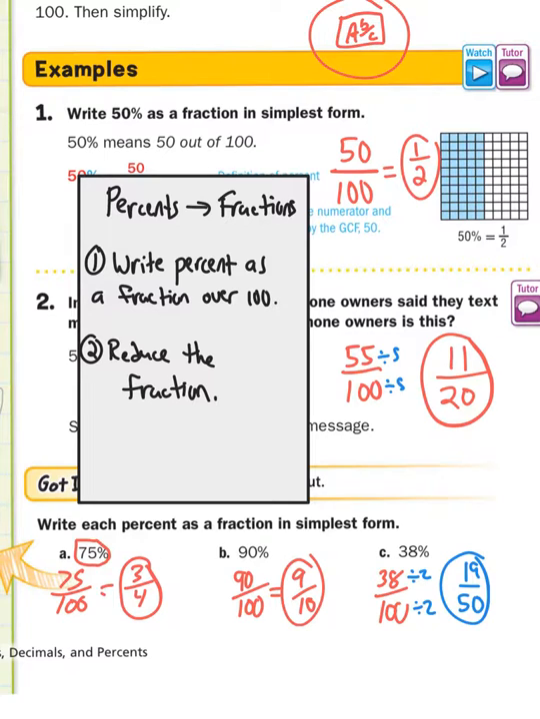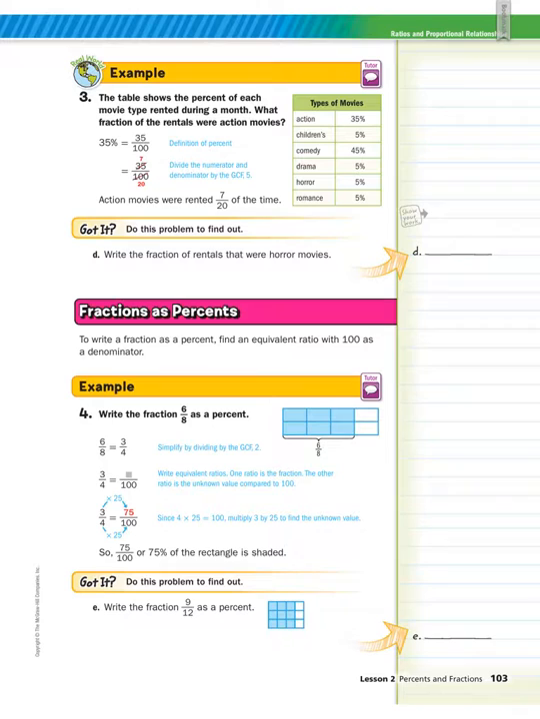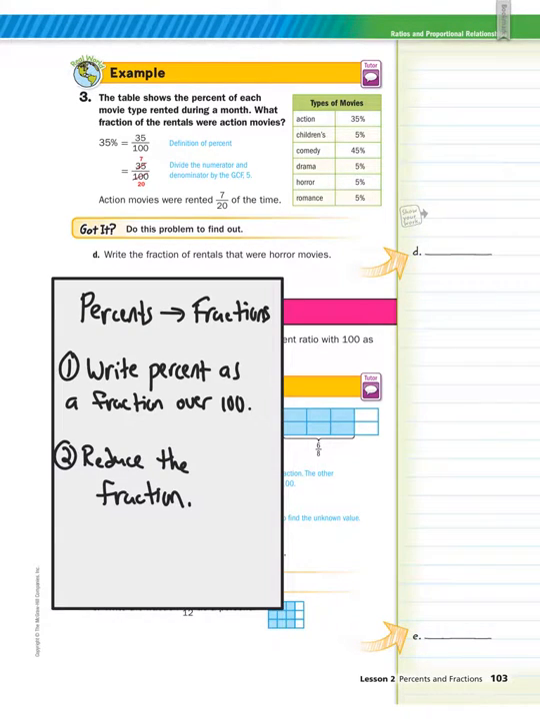All right, so we're going to move on to the next page. Okay, on this page, we have one more real-world example up here, and I'm going to put your graphic organizer notes there real quick. Okay, there it is. So let's go over example 3, and then you're going to do problem D. So example 3 says, the table shows the percent of each movie type rented during a month. What fraction of the rentals were action movies?